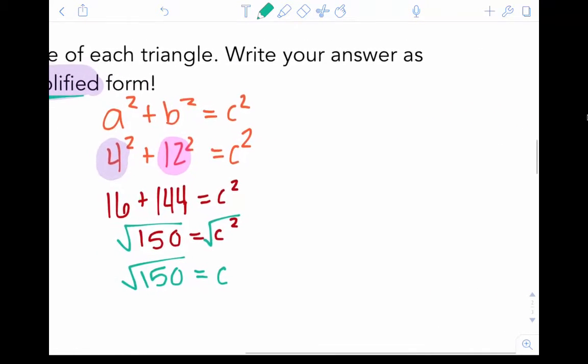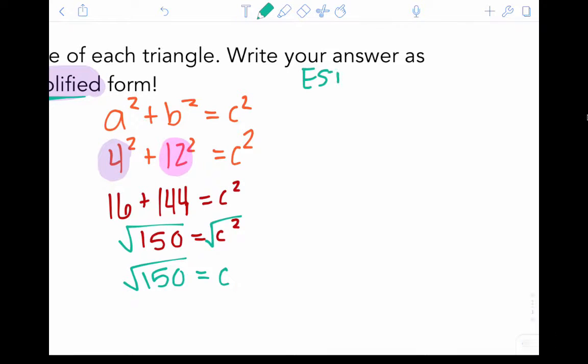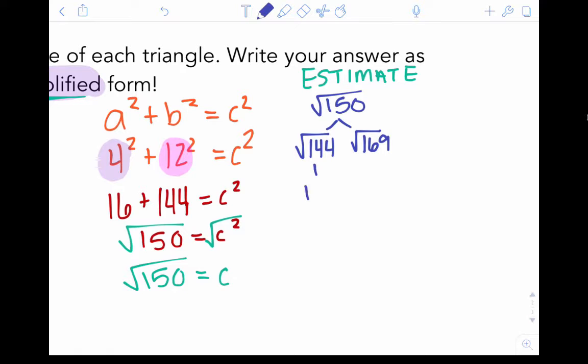So I'm first going to estimate it. Now when I estimate it, that's when I'm going to go through that process and get a decimal that's not exactly the square root of 150, because the square root of 150 is irrational, but it'll be close. So I have the square root of 150. The two perfect squares that this is between are the square root of 144 and the square root of 169. The square root of 144 is 12. The square root of 169 is 13.